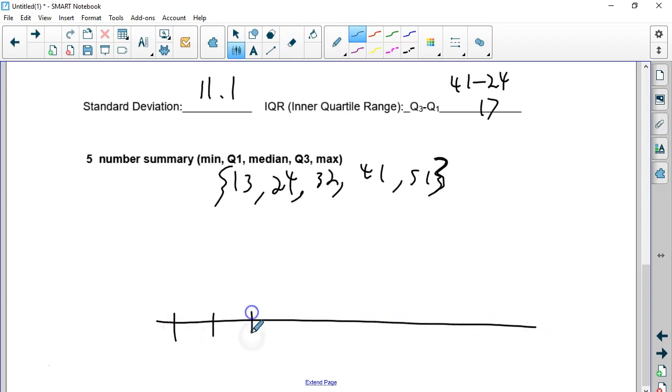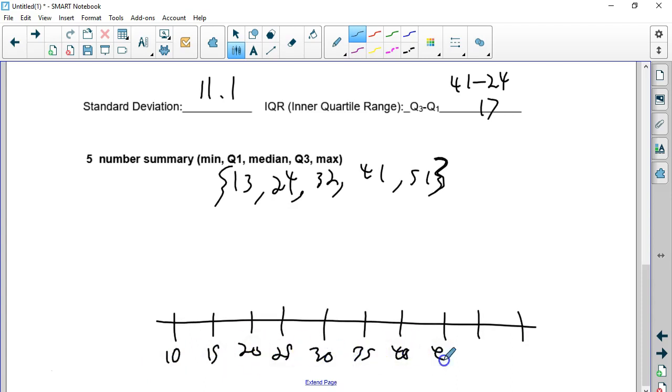So if I have these spaced out, 10, 15, 20, like so. And I put my values. 13 would be about here. 24 would be right about here. 32, right about so. 41, right about here. And 51, right about here.